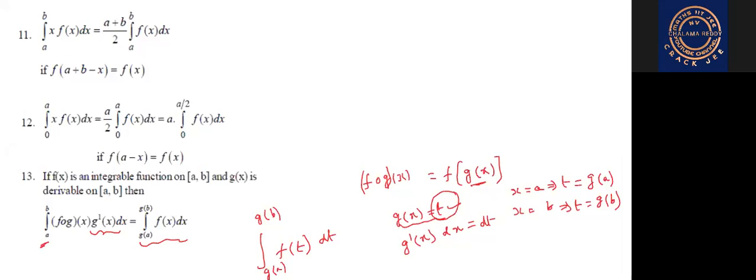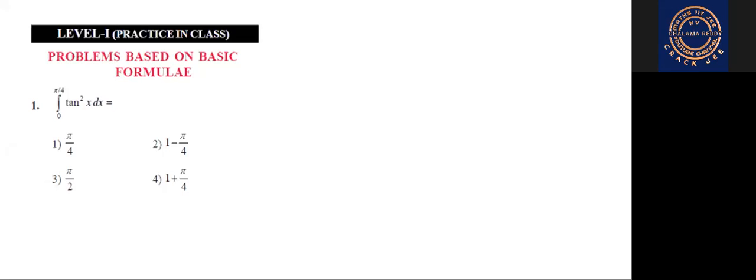Okay, students. So up to 13 properties we have completed. By using these properties, we can solve some problems. In the previous class we completed the concept of definite integration and some properties. On that basis, I am going to discuss some problems in level 1.